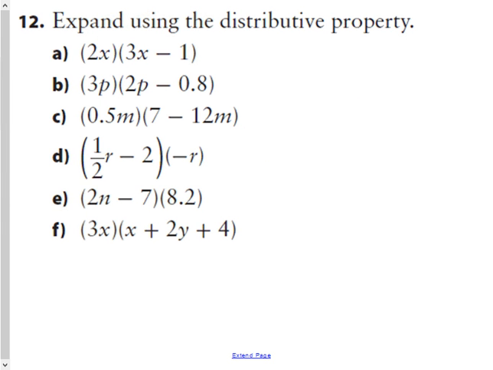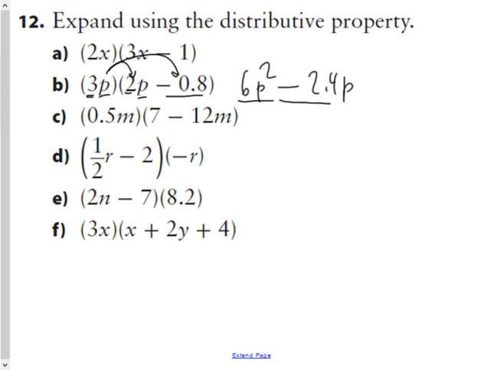In your second question, 3p times 2p minus 0.8, you're going to get 6p squared minus 2.4p. Again, you're multiplying the 3 by the 2 to get 6, the p by the p to get p squared, so 6p squared. The 3 by the negative 0.8 to get negative 2.4, and the p by nothing else to get negative p.